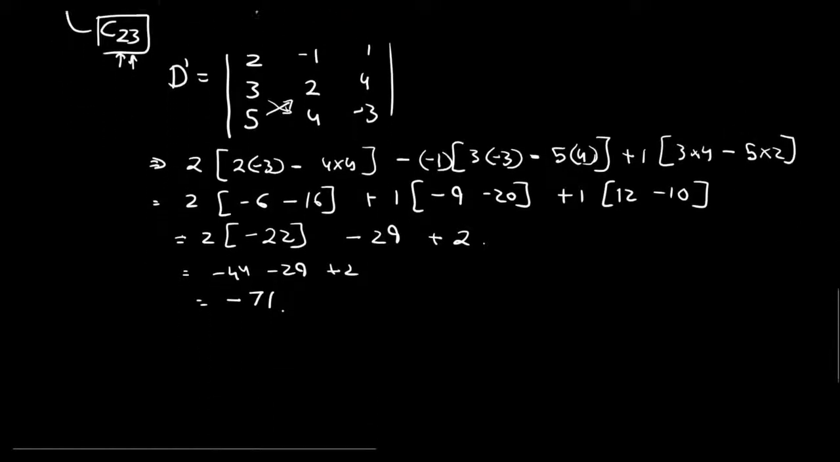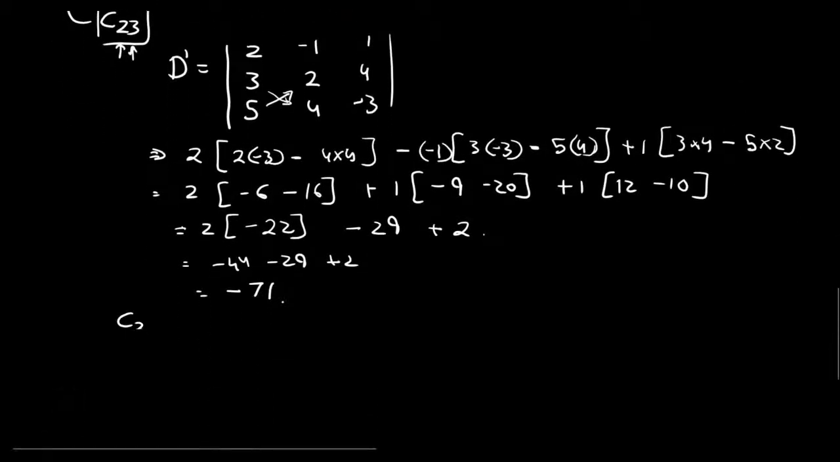So we can say that if we perform an operation where we interchange two rows or two columns of a given determinant, then the value of the obtained determinant will be equal to the negative value of your original determinant. This is the second property of the determinant. Now let us move towards the third property of determinant.